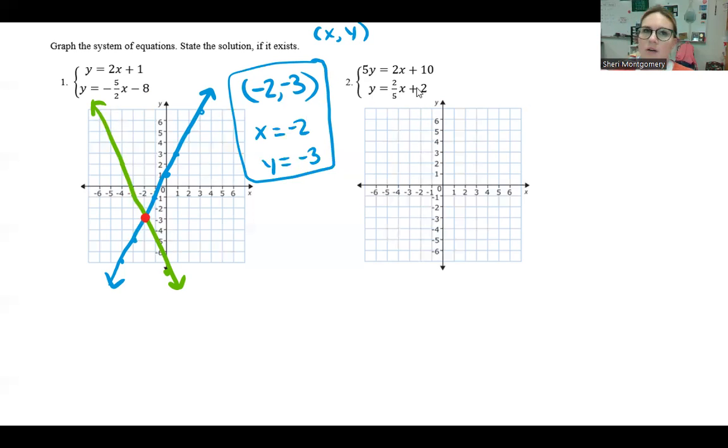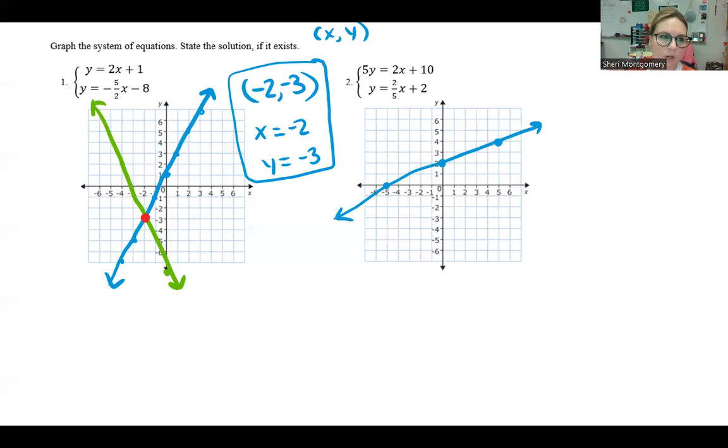So this one, let's start with 2. So we got to go up 2, put a point. Then the slope says up 2 and over 5. Also going to go down 2 and over 5. So we just graphed the bottom one.